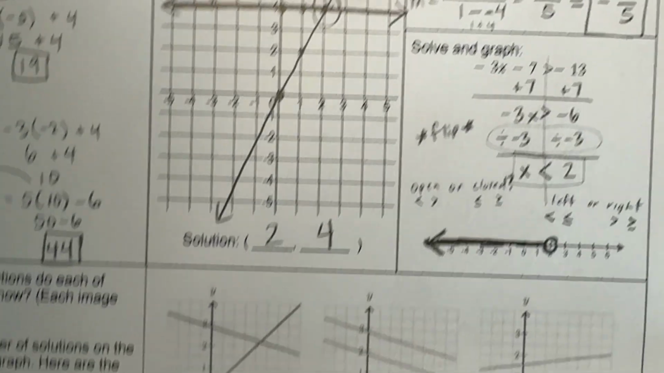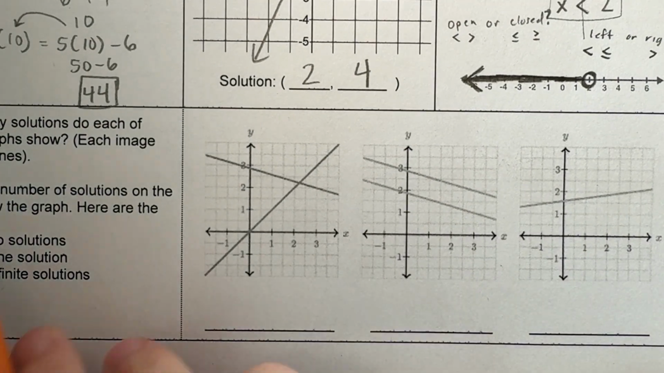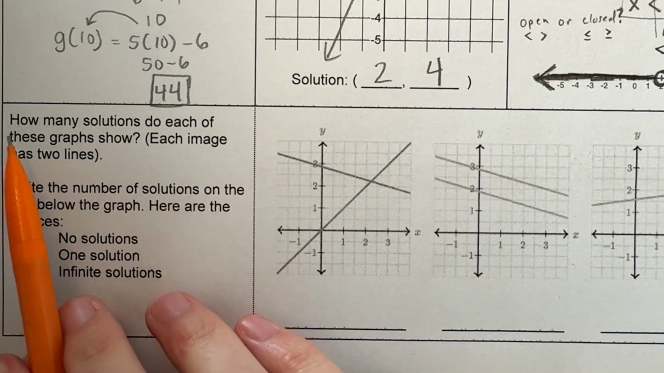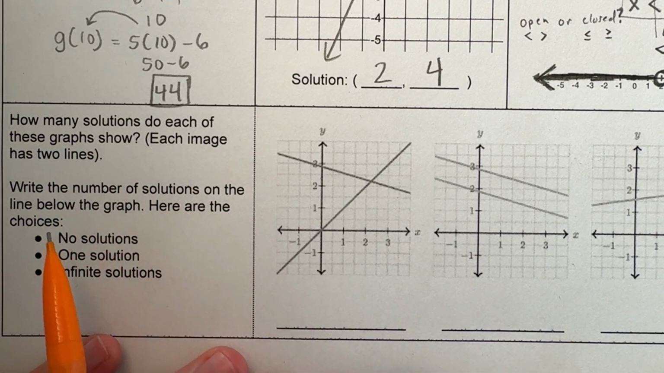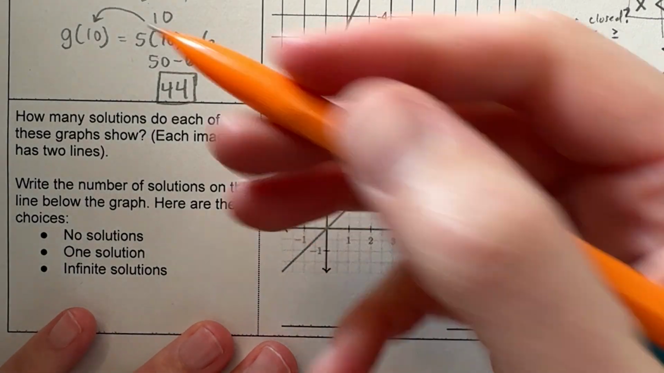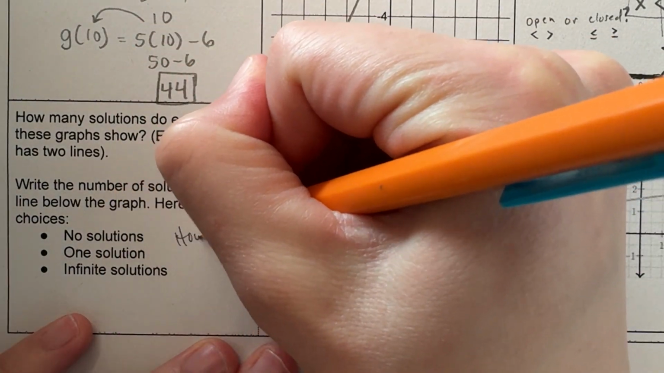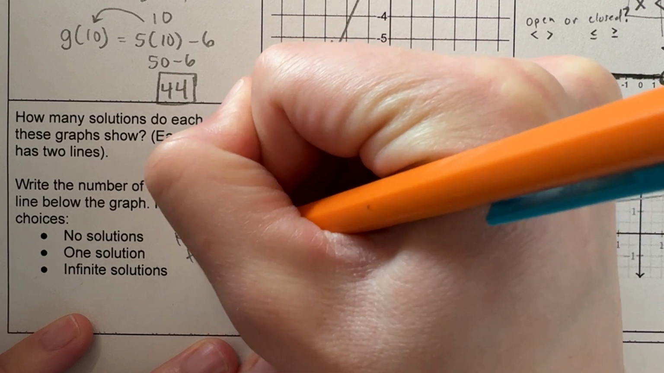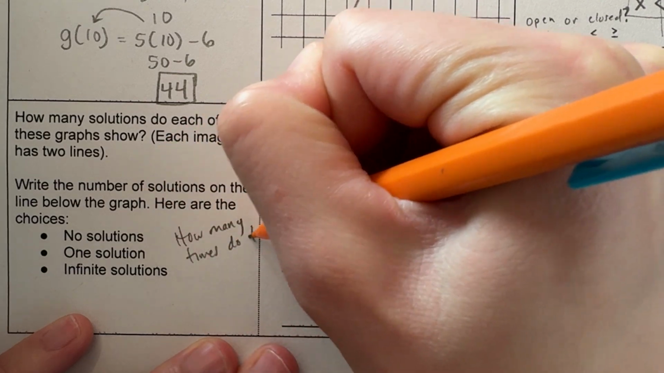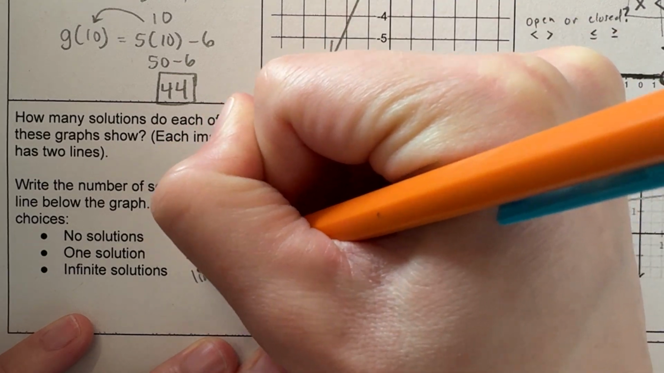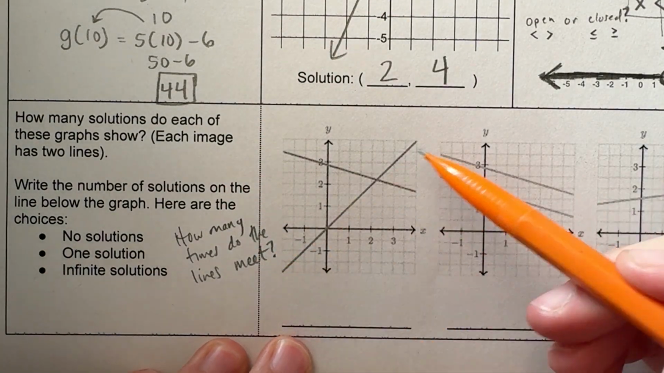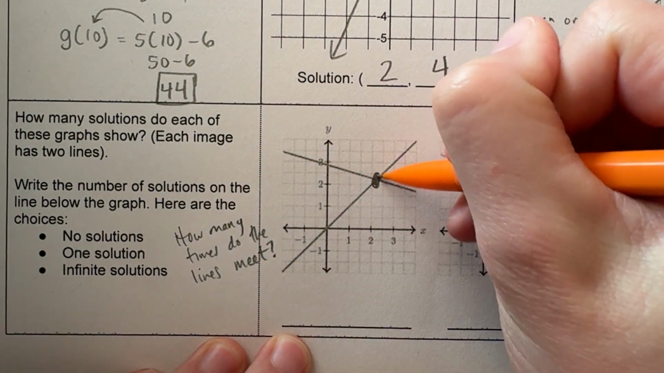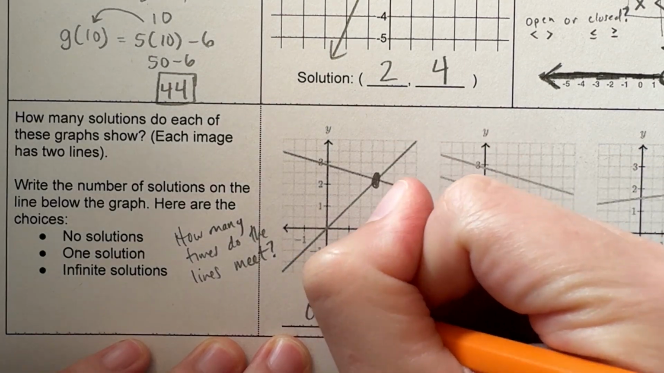Okay, last question. How many solutions do each of these graphs show? Each image has 2 lines. Write the number of solutions in the line below the graph. Here are the choices. No solutions, 1 solution, infinite solutions. Remember, what this is actually asking is how many times do the lines intersect? Do the lines meet? Okay, here, they meet right here. They meet once. This has 1 solution.